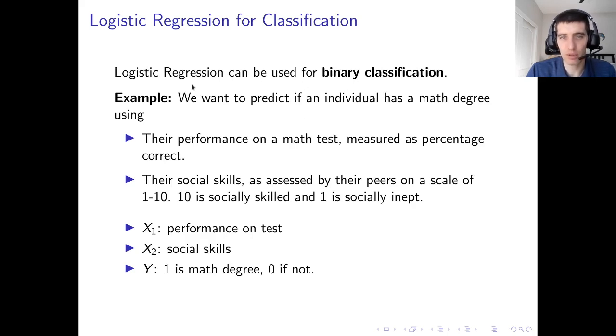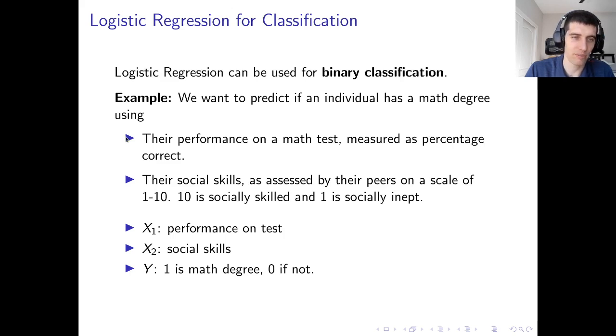As an example, this is tongue-in-cheek, but let's predict if an individual has a math degree. I have a math degree, so I get to poke fun at this group of people. We're going to predict whether an individual has a math degree using their performance on a math test, measured as percentage correct, and their social skills, as assessed by their peers on a scale of 1 to 10, 10 being socially skilled, 1 being socially inept. The joke is we would expect that folks who have math degrees are going to score high on a math test and low on the social scale.